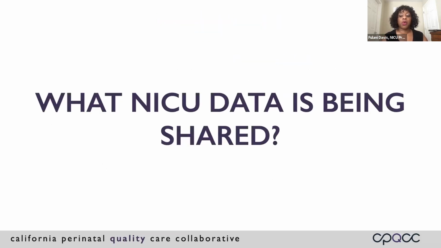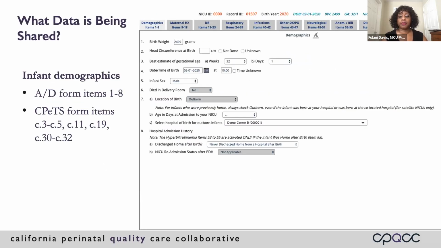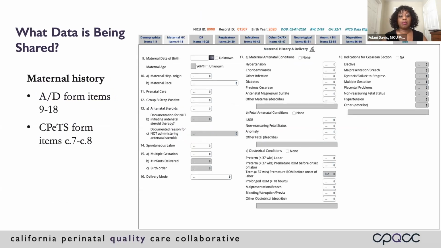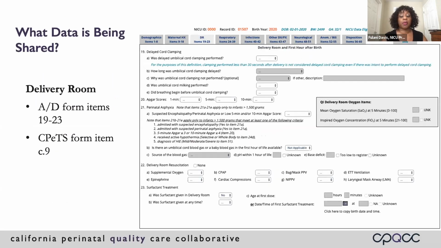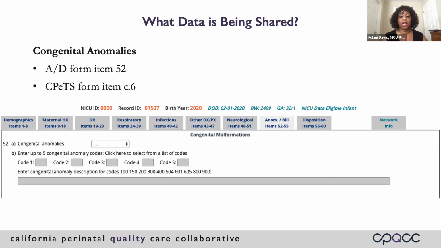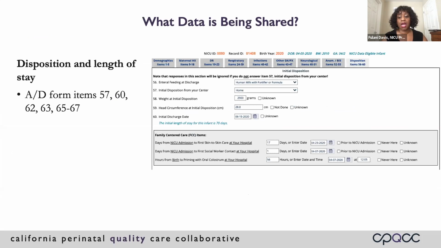So you might also be wondering what data is being shared. Well, it's infant demographics, maternal history, delivery room items, congenital anomalies, and disposition and length of stay items. So as you can see, quite a bit is being shared here, which would cut down on some of your data entry time by quite a bit, as well as increase the data accuracy across NICUs where this baby stayed.